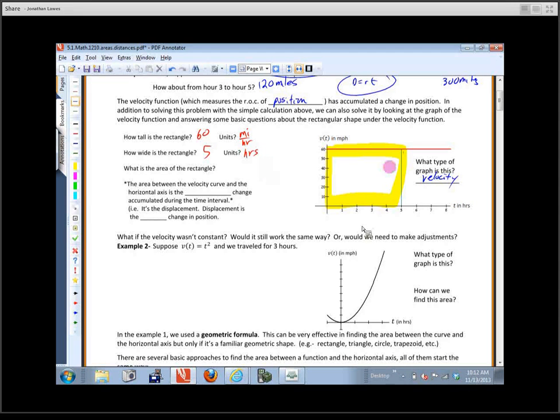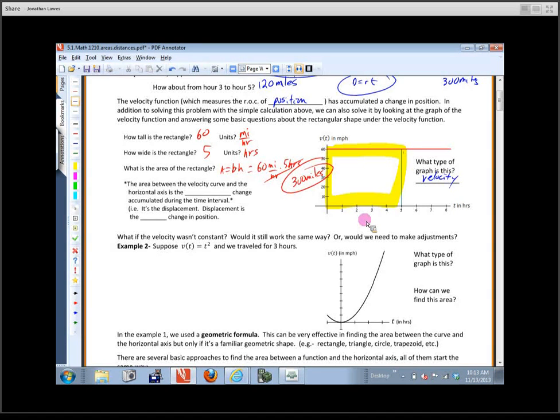So if I found the area of that rectangle, it would be the simple calculation base times height, or height times base, it wouldn't make any difference. So I'm going to do 60 miles per hour. That's the height, and I'm going to multiply it by how wide it is. That's 5 hours. So I can cancel the hours, and I end up with 60 miles times 5, so I end up with 300 miles. So the area of this little rectangle right here is 300 miles.